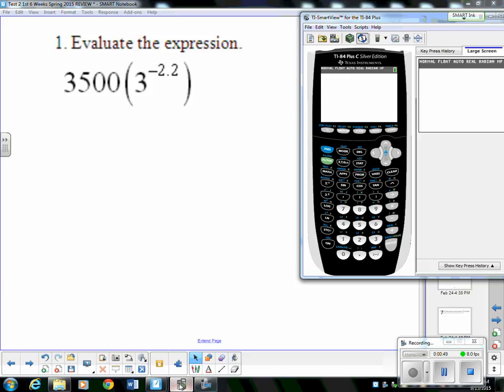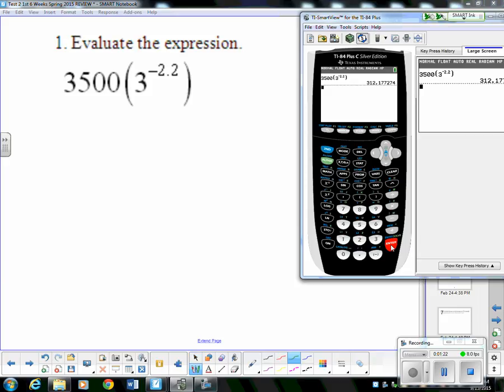So if I'm going to do this on the calculator, I'm just simply going to do 3,500 as my constant, and then I'm going to use parentheses. I'm going to do 3 raised to the negative 2.2, and then I'm going to close it. Now notice how I closed it. I want to enclose 3 raised to the negative 2.2. Now I'm going to hit enter, and there's my answer right there, 312.1777274. And again, in a multiple choice situation, you would have to match that answer accordingly.